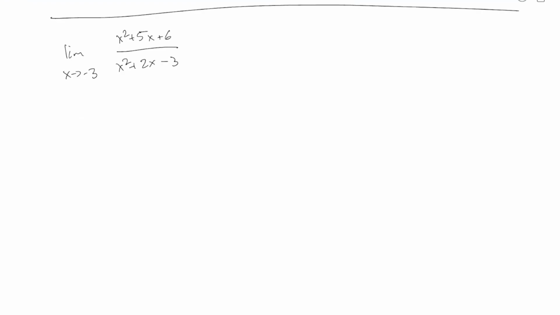Don't think too hard about this. You should begin by trying to plug the value in and see if you get an answer immediately. In that case, this is an easy one, right? But we don't know just by looking at it. So I'm going to try to plug in x equals -3. So it looks like minus 3 squared plus 5 times minus 3 plus 6, divided by minus 3 squared plus 2 times minus 3 minus 3.